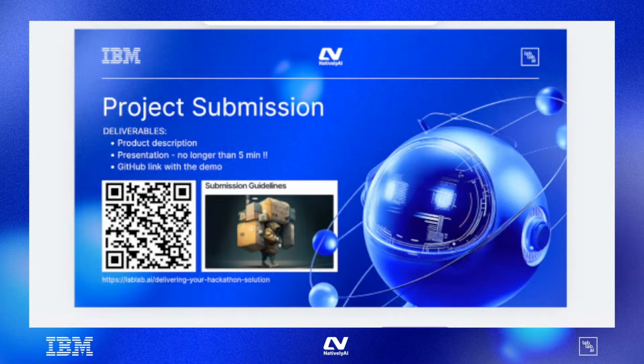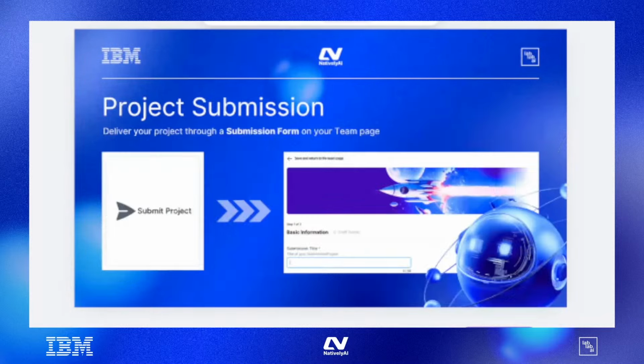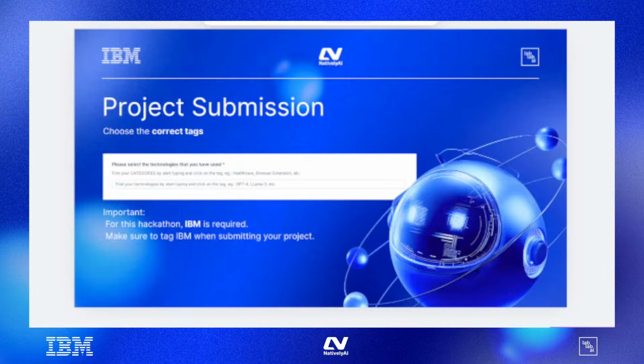If you'd like to explore how to submit your project, scan another QR code we've got for you and find the submission guidelines on the LabLab AI page. In order to deliver your project through the submission form on your team page, you should be able to see the button Submit Your Project, and the form has 3 short pages with the inputs that you should insert in there.